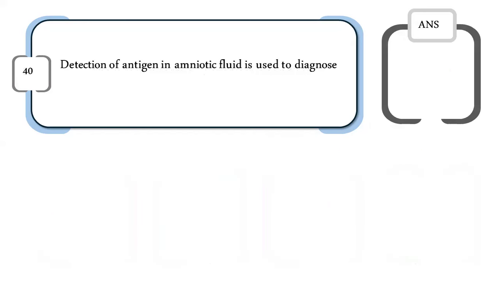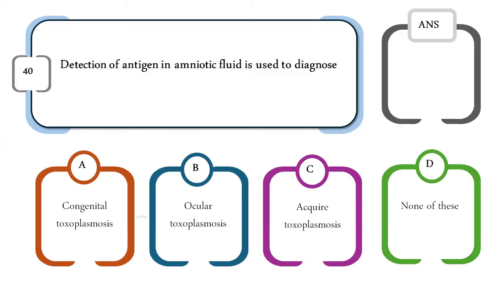Next question, detection of an antigen in amniotic fluid is used to diagnose option A, congenital toxoplasmosis, option B, ocular toxoplasmosis, option C, acquired toxoplasmosis, option D, none of the above. Here the right answer is option A, congenital toxoplasmosis. As I told you in the previous slide, toxoplasma can cross the placenta and infect the fetus. So to diagnose congenital toxoplasmosis, we check the antigen in the amniotic fluid.